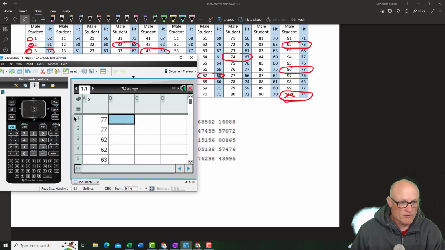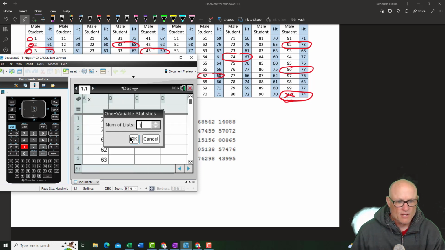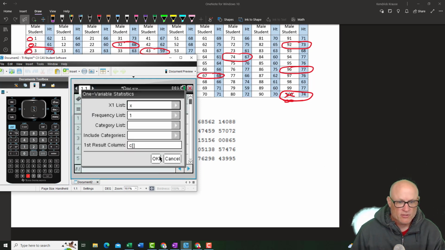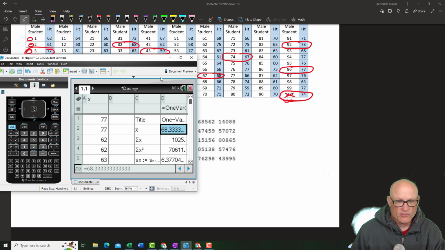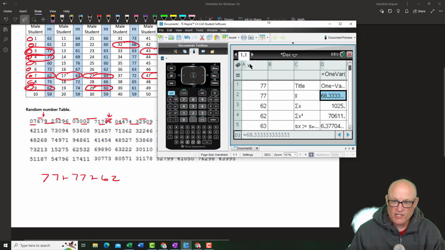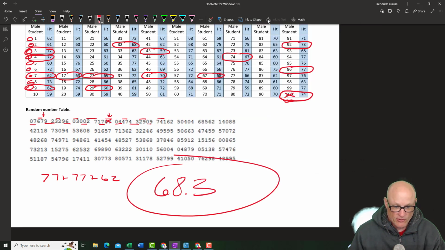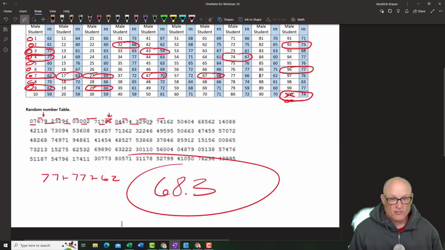I'll just come up here and run the 411 on it. Menu 411. Boom. X. And my average is 68.3. If it's multiple choice, you don't have to show this work, but you come up here and find the x bar. I don't know if you saw that. The x bar was 68.3. So the average male would be 68.3 based on this distribution of males.